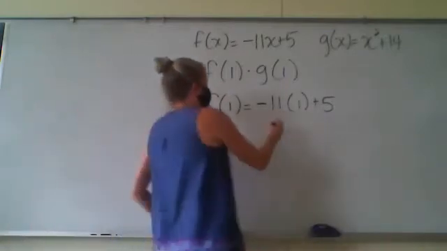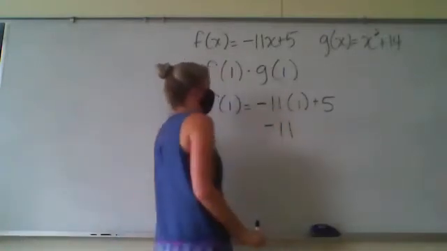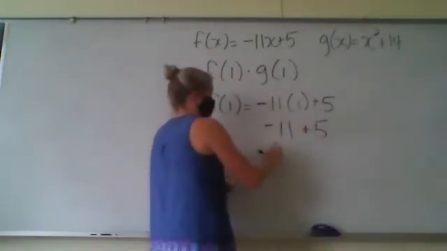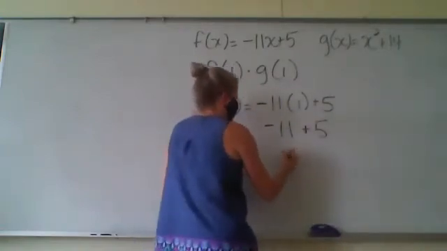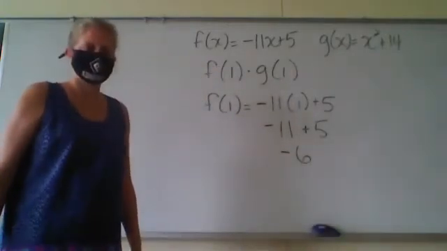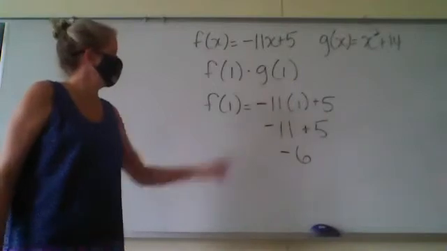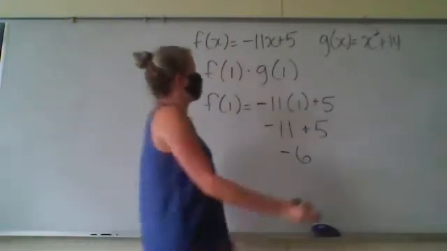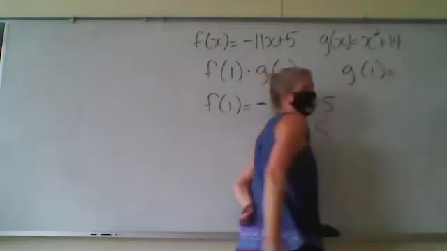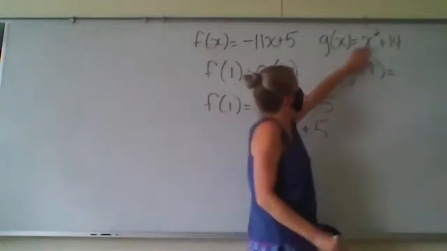Negative 11 times 1 gives me negative 11. Bring down the plus 5. And negative 11 plus 5 gives me negative 6. Go to your g function and replace its x with a 1. So g of 1, I replace this x with a 1.